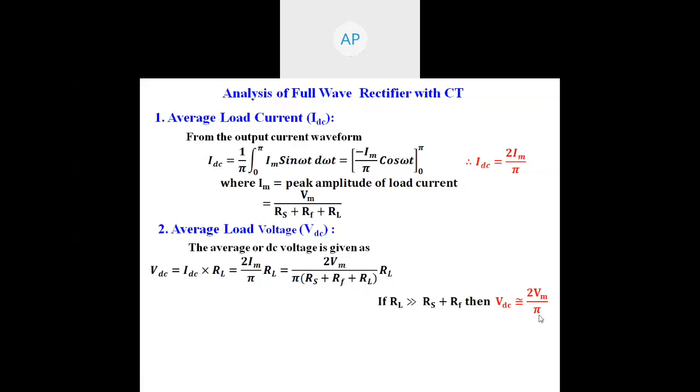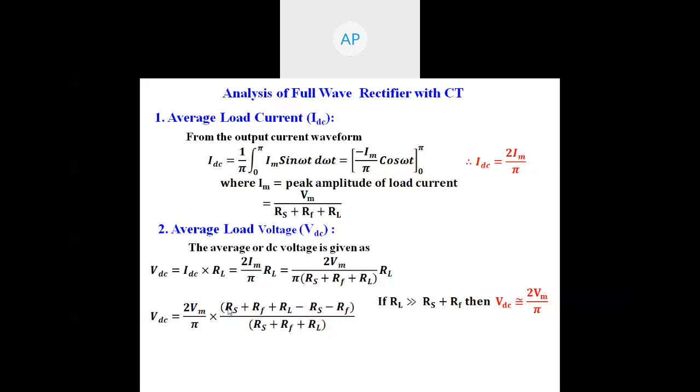What about for half wave? Im divided by pi and Vm divided by pi. Now this expression can be slightly rearranged in terms of IDC. Here RL is written in an additive form and a subtractive form. Rs plus Rf is added in this RL expression, and the same is also subtracted. So finally you will have that.